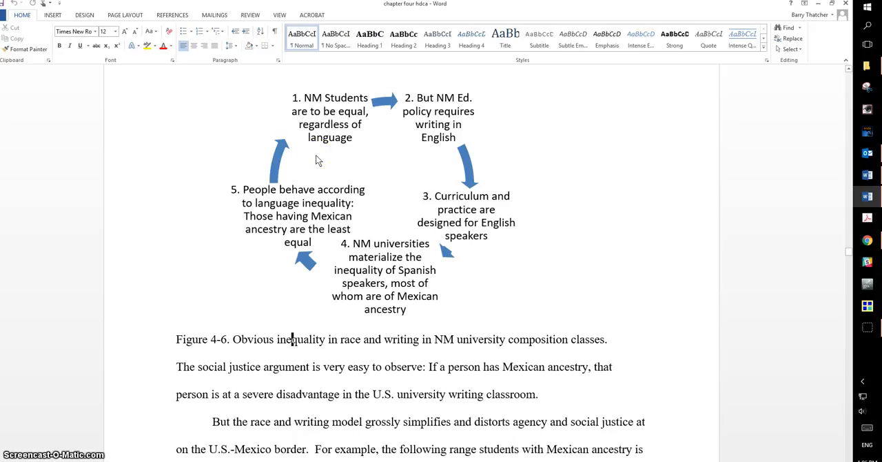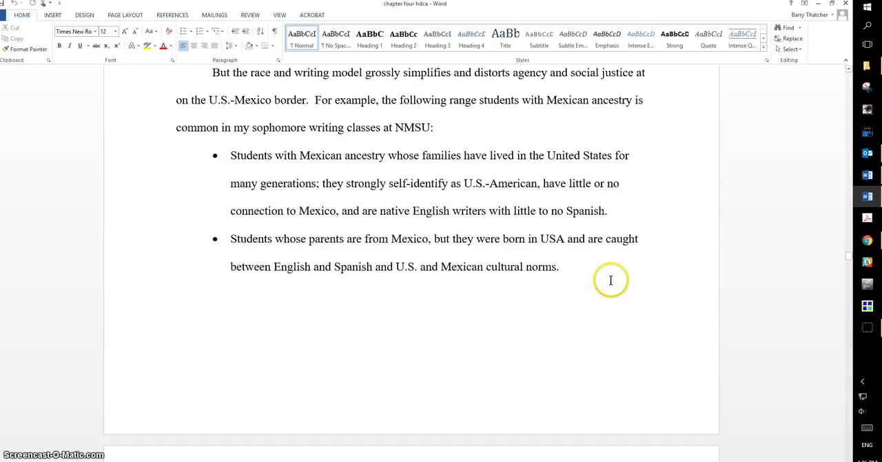We start from this principle of anti-discrimination, of equality, and you go through this closed loop that shows how it isn't happening, and because it isn't happening, the inequality persists, and the inequality continues to move in this closed loop system. And here's what I write in my book, and this is just a draft, but the race and writing model grossly simplifies and distorts agency and social justice on the border.